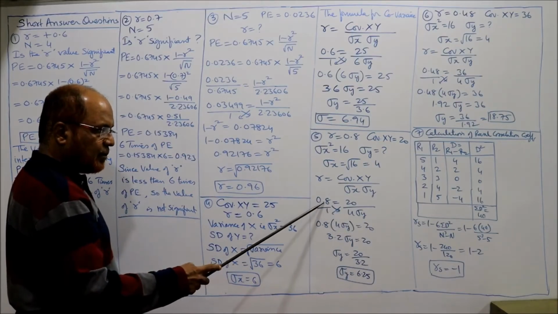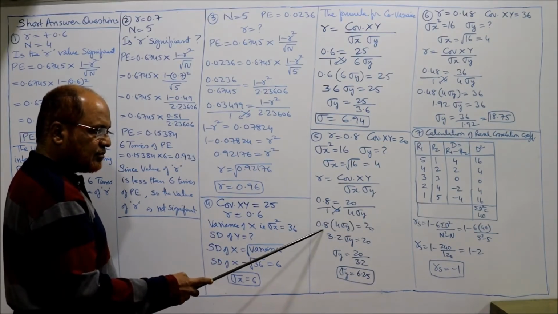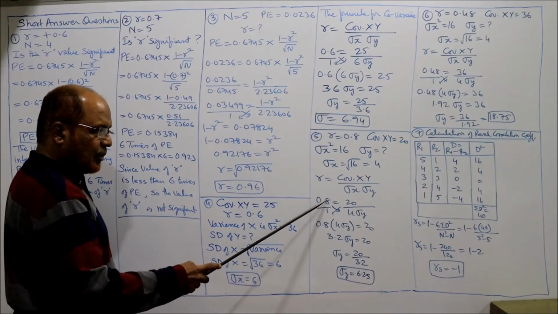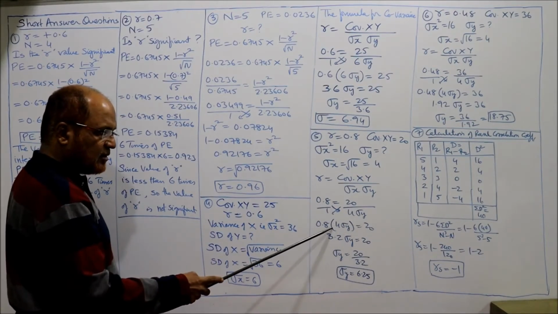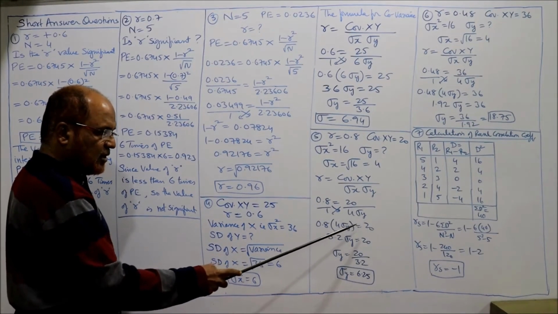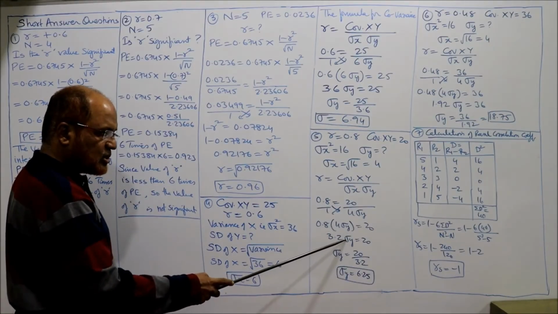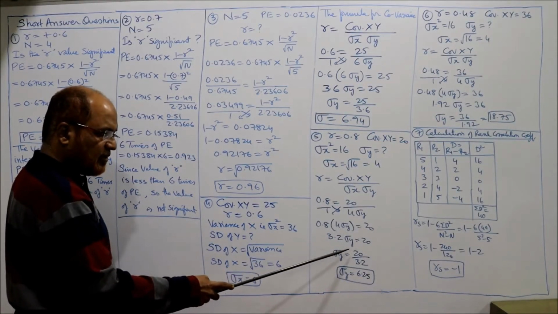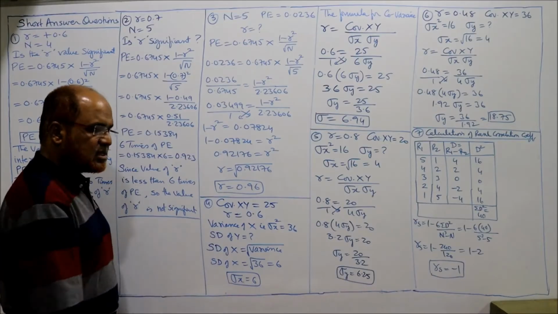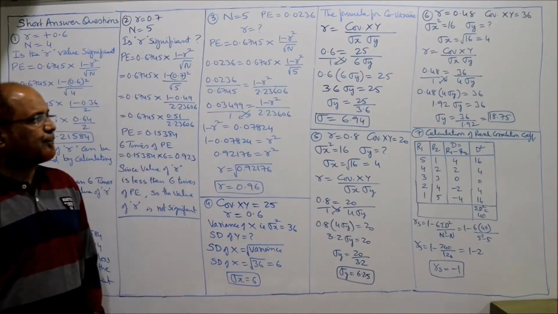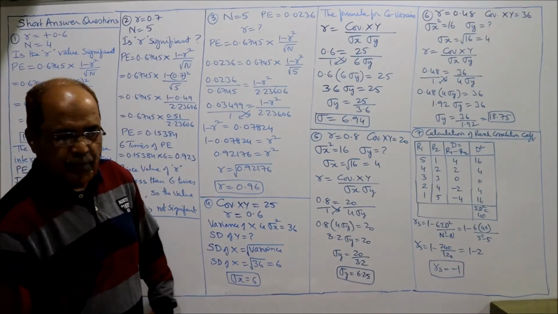Cross multiply. 0.8 into 4 is 3.2. So 0.8 into 4 sigma y is equal to 20. So 3.2 sigma y is equal to 20. Sigma y is equal to 20 by 3.2, which is 6.25. This is the fifth problem.